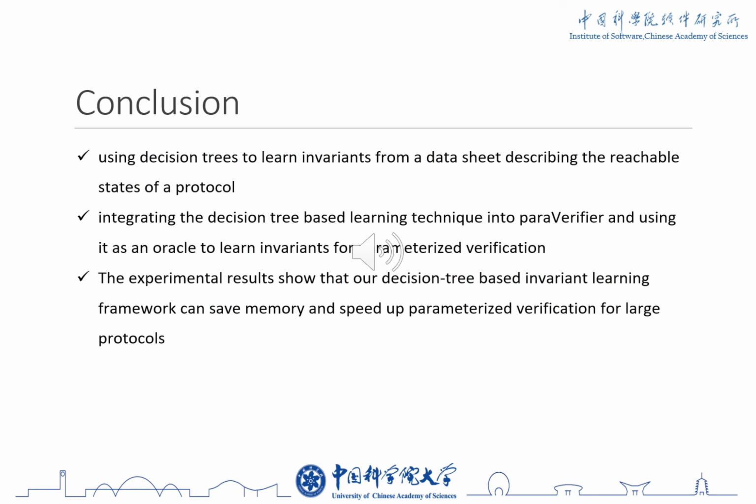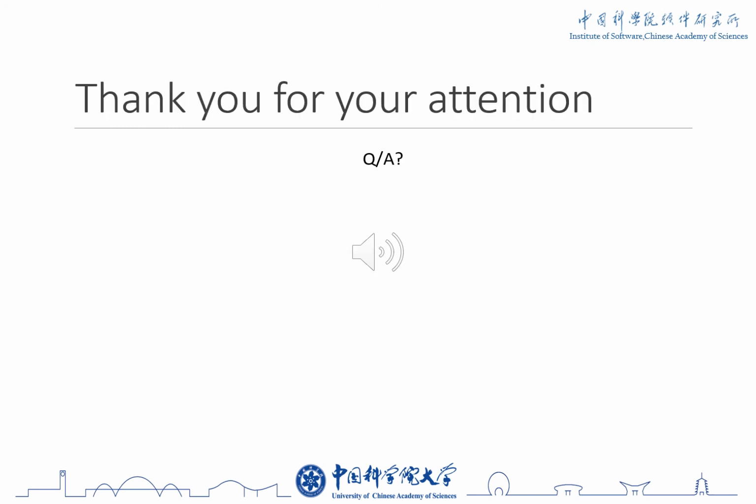The last slide is our conclusion. We use decision trees to learn invariants from a datasheet describing the reachable states of a protocol. We apply the learned invariants to accelerate parameterized verification. We integrate the decision tree-based learning technique into ParaVerifier and use it as an oracle to learn invariants for parameterized verification. The experiments show that our decision tree-based invariant learning framework can save memory and speed up parameterized verification for large protocols. Thank you for your attention.